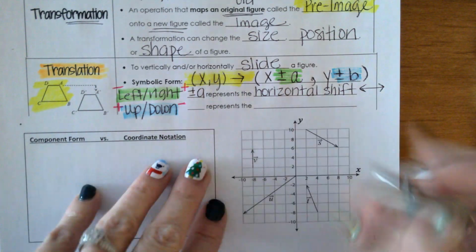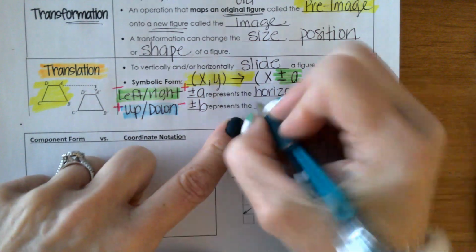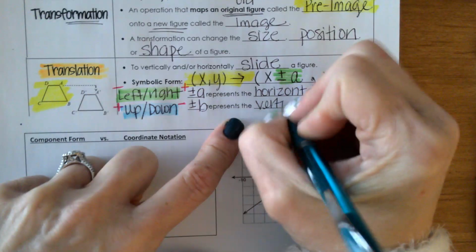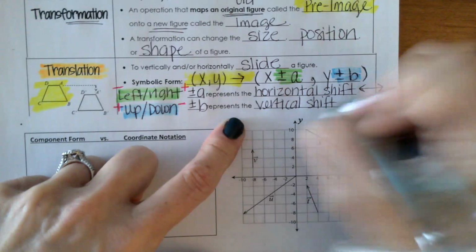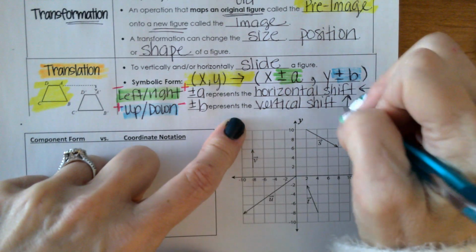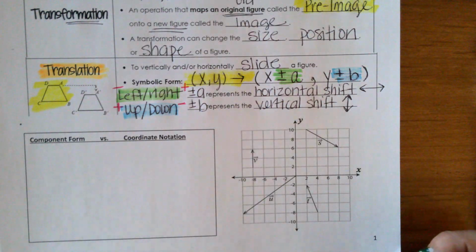Same way. Plus or minus B represents the vertical shift, and that's where you're going to move up or down. Think about going up or down a flight of stairs. You are vertically shifting your body from one location to another.